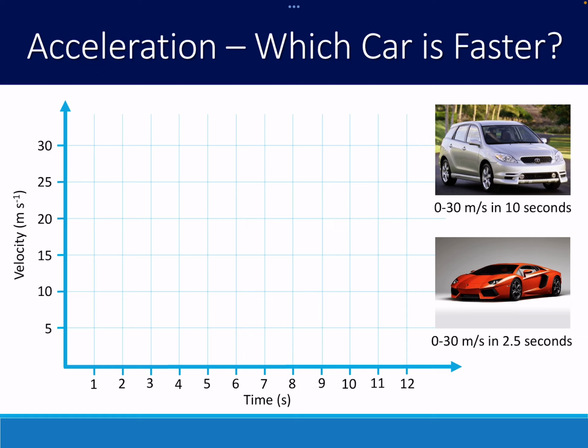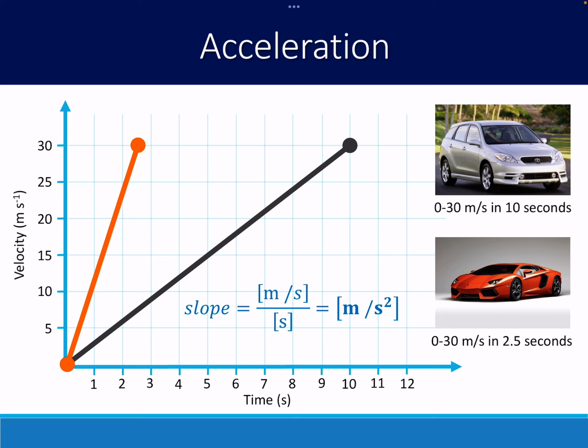So one way we can talk about change in velocity is by showing a change in velocity on a velocity time graph. Right, we see that two different cars can reach the same velocity but in two different times. So what we're going to get here is a change in velocity, which is going to be our slope, and that slope is going to be our acceleration.